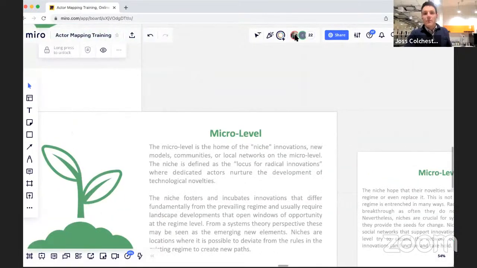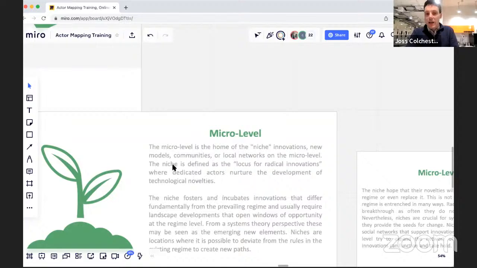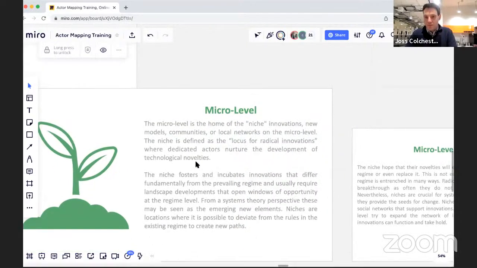On the micro level here. Okay, so the micro level is home to the niche innovations, new models, communities, or local networks. The niche is defined as the locus for radical innovation, where dedicated actors nurture the development of new technological innovations or new innovations of any kind. The niche fosters and incubates innovations that differ fundamentally from the prevailing regime and usually require landscape developments that open windows of opportunity for them to enter in and disrupt the establishment.